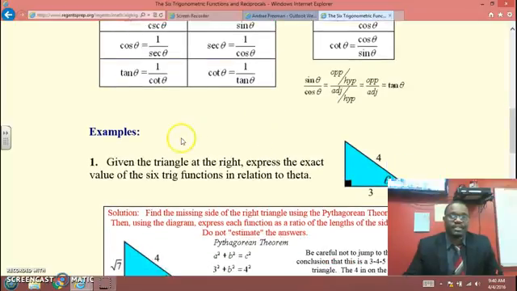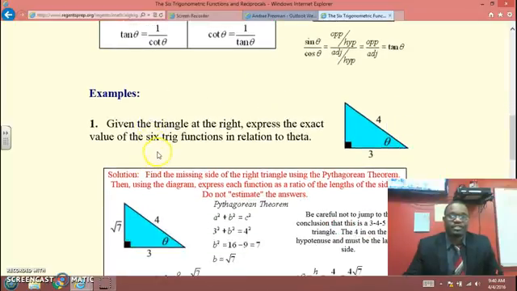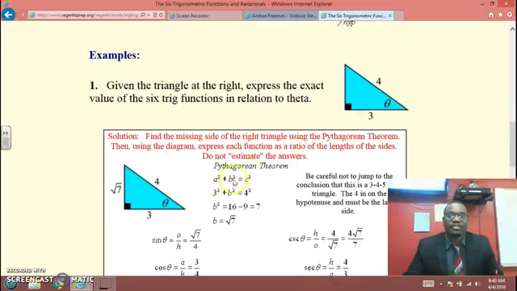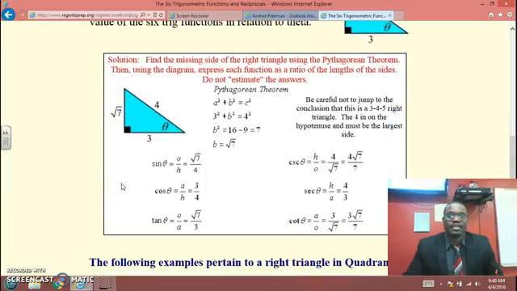Given the triangle at the right, express the exact value of the 6 trig functions in relation to theta, this angle right here. First thing we need to know is what this side is. Using the Pythagorean theorem, we figure out a squared, b squared, and c squared, and this side here is square root of 7. Now we are able to say the sine of theta, and this is an example that you probably want to write down.